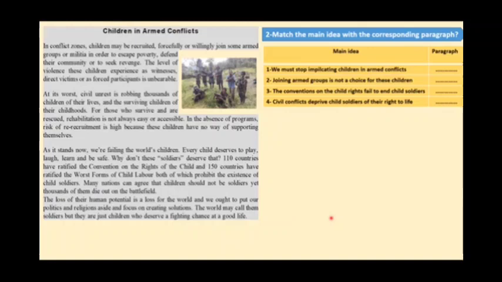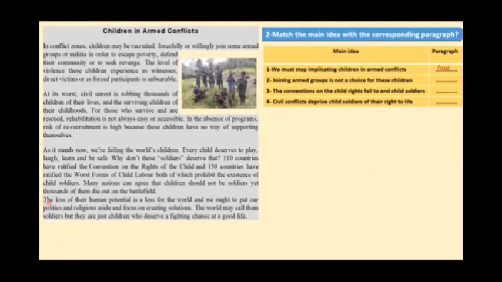Have you finished? Let's have the correction, please. We must stop implicating children in armed conflicts. Which paragraph is that? Very good. Paragraph number 4.